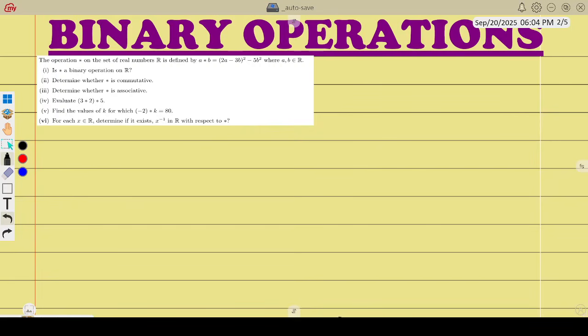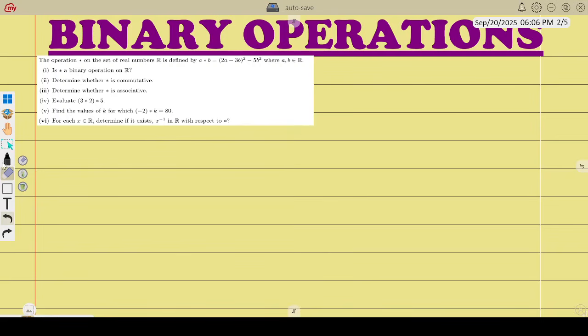So starting with the identity, we cannot talk about the inverse without the identity. For us to talk about the inverse, we should have the identity first. So let's talk about the identity. Does this have an identity?